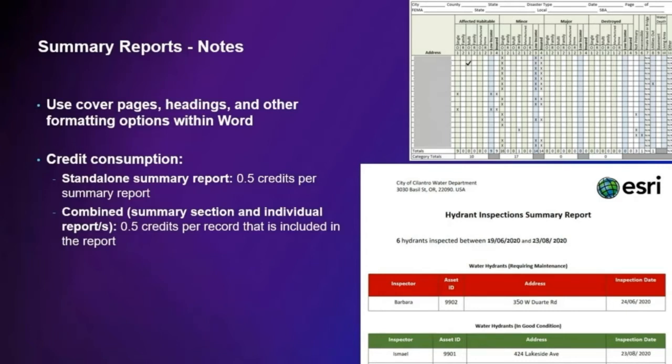Also, Survey123 Reports are a premium ArcGIS service and consume credits to export. Standalone summary reports cost half a credit per report, and a report that includes summary sections and individual sections will cost 0.5 credits times the number of records included in the report.